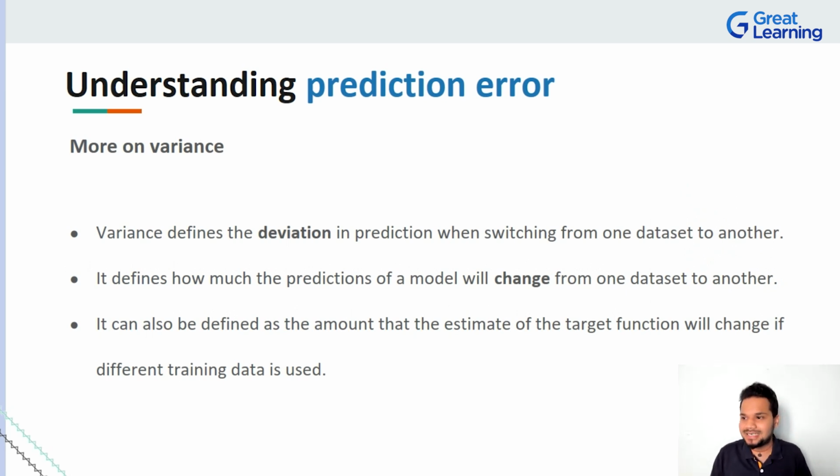Now, variance is basically the amount of deviation in prediction whenever you're switching from one data set to another, right? Whenever you have one data set at hand, you'll be performing some predictions. You'll be defining how much the model's predictions change when you go from one data set to another. So you're working on one data set, you plonk in another data set, and you want to understand what the variance is, what the change in your learning is. Basically it is nothing but the estimate of the target function, and you'll be tracking how the target function will change whenever you use different training data.